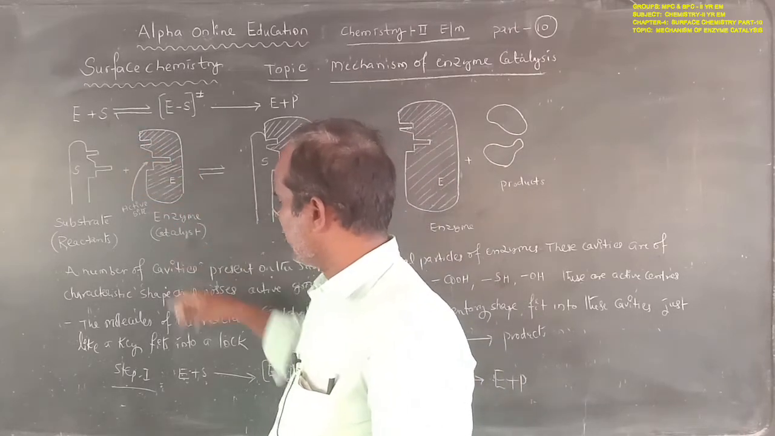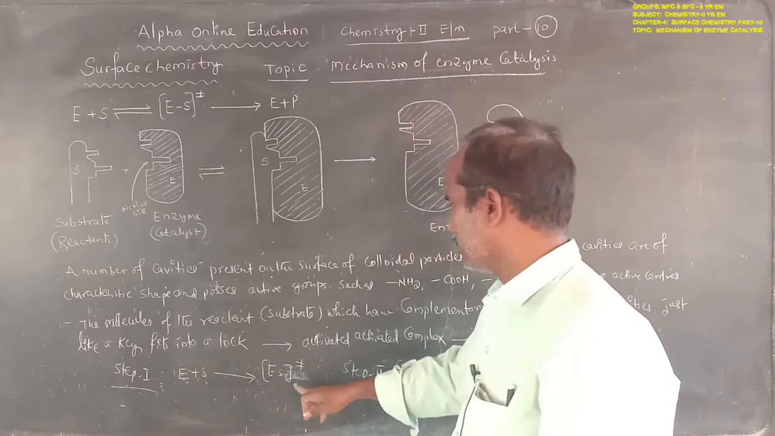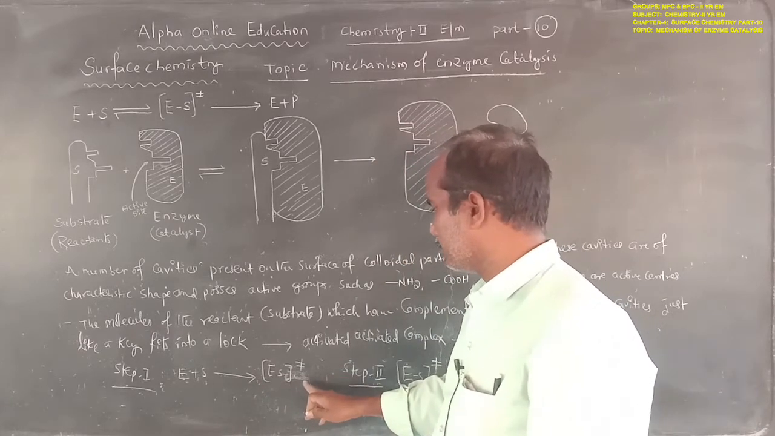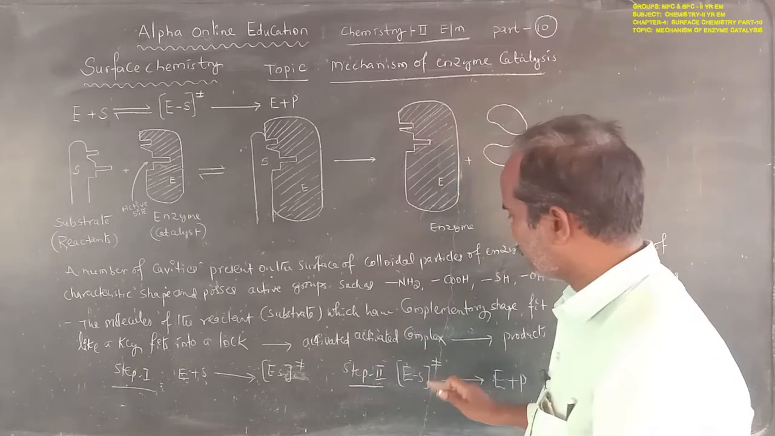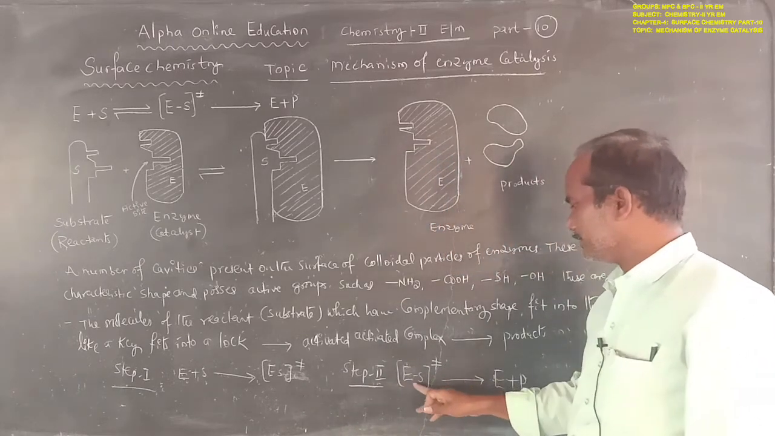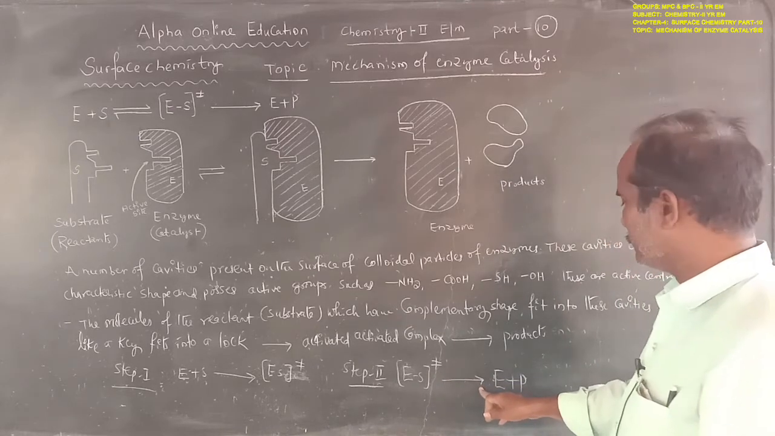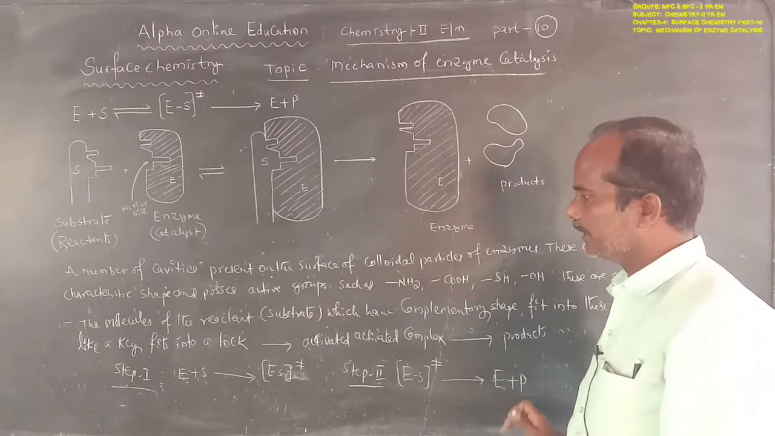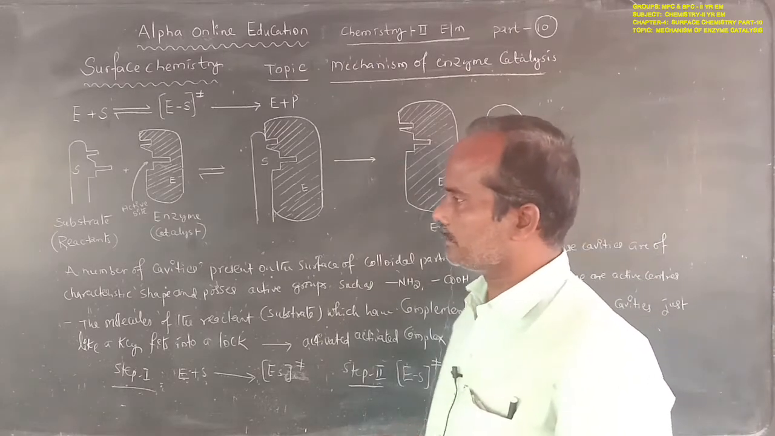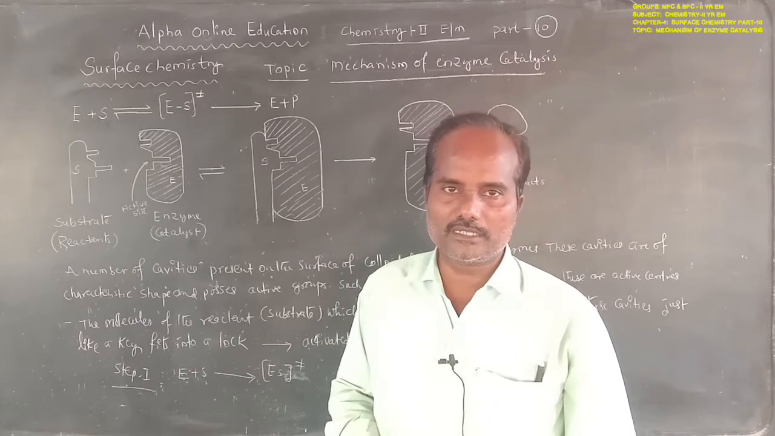In the first stage, the enzyme interacts with a substrate and the enzyme substrate activated complex is formed. Then in the second stage, the enzyme substrate activated complex undergoes decomposition, and here we get the enzyme and the product. These two steps are involved in the mechanism of enzyme catalyzed reactions.